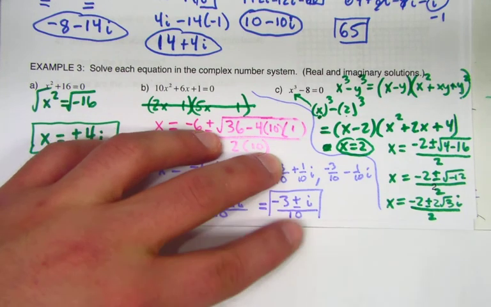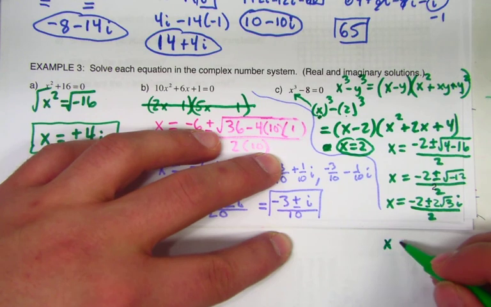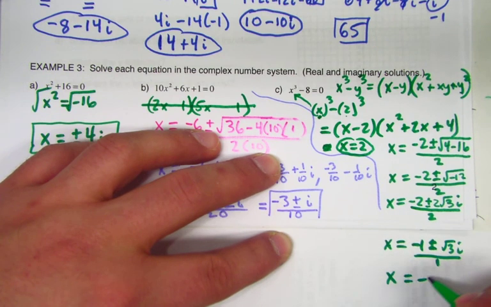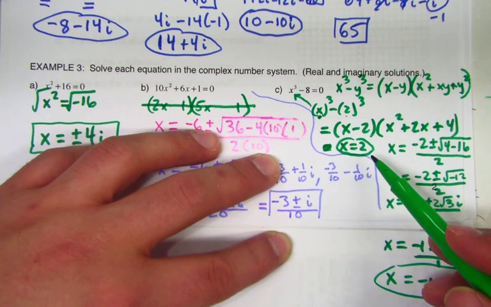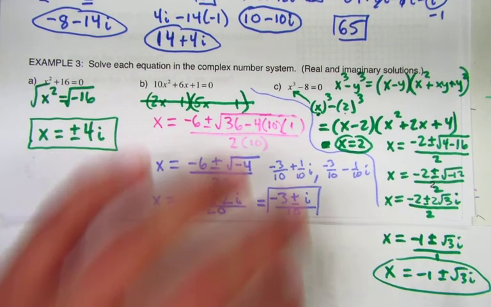And then the final step, every single one of these three numbers is divisible by 2. They're all 2s. So if you divide every one of those by 2, you get negative 1 plus or minus root 3i all over 1, or just negative 1 plus or minus root 3i. So your three answers are x equals 2, and then negative 1 plus root 3i, and negative 1 minus root 3i. So if you have to split them up, that's how you would do it.